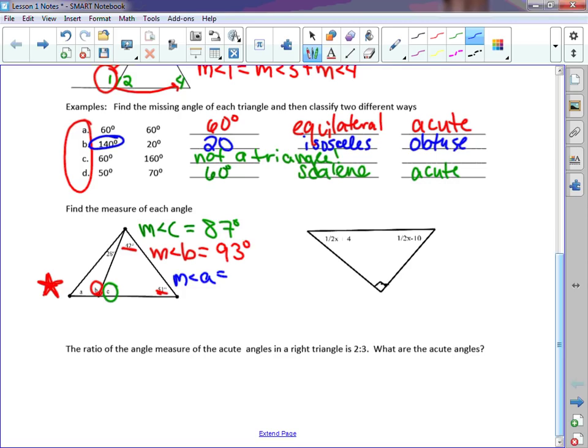What'd you get for measure of angle A? Or George is going to help you out. 58. Do we agree 58? Close. 59? Good. 59. Measure of angle A is 59 degrees. And Sam, can you explain for us how we get that?